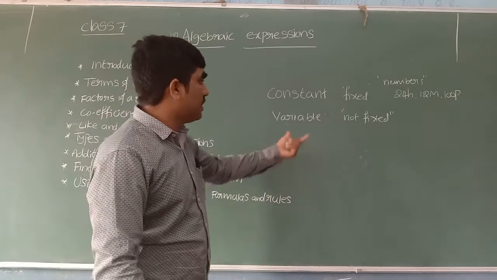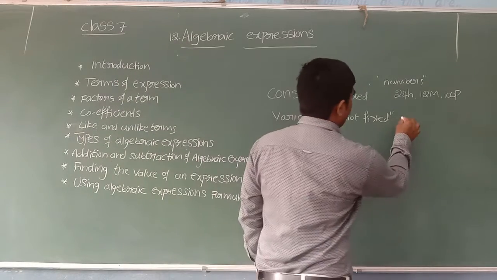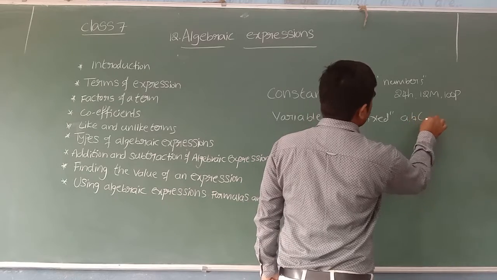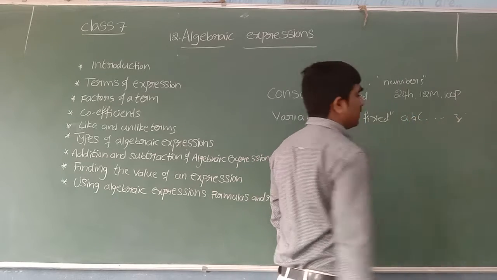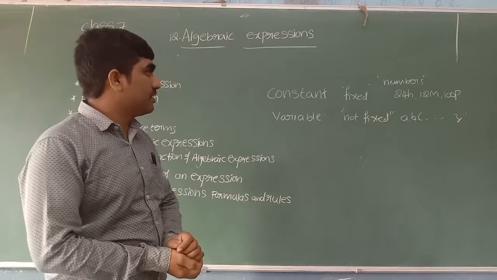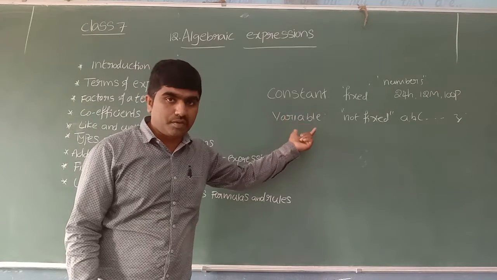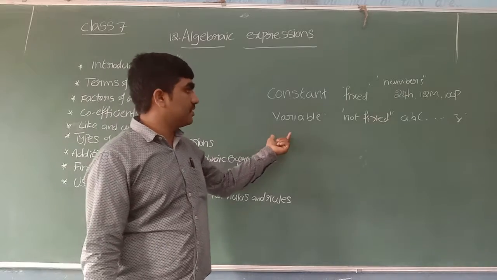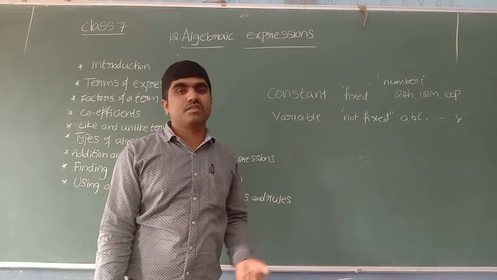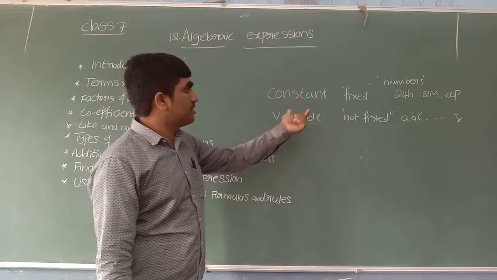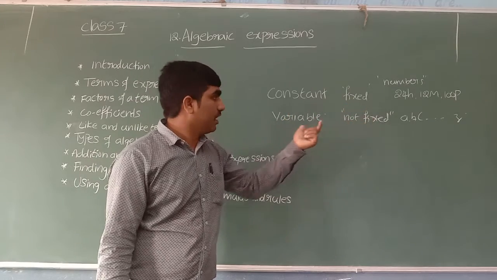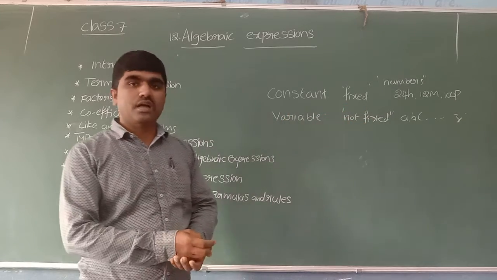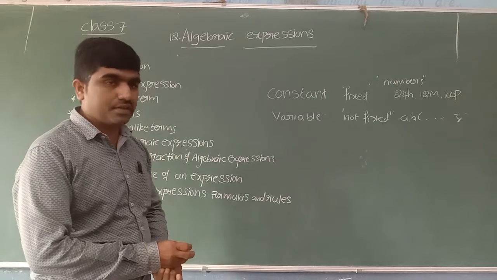To represent these variables, we use the alphabets like a, b, c up to z. We take the help of small letters. This is about what is constant and variable. Constant means which has a fixed value. Variable means which does not have any fixed value. A constant we can represent with numbers, and a variable we represent with alphabets, small letters.